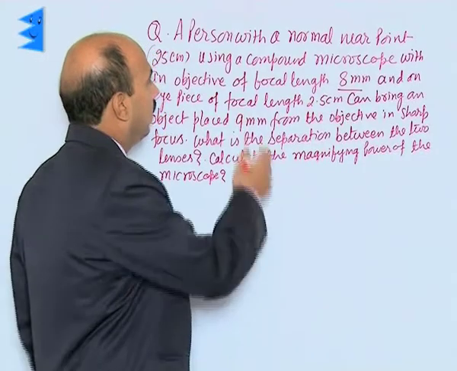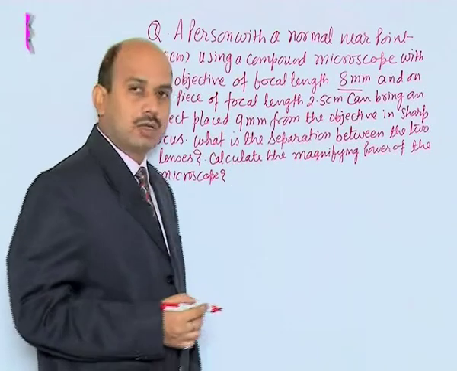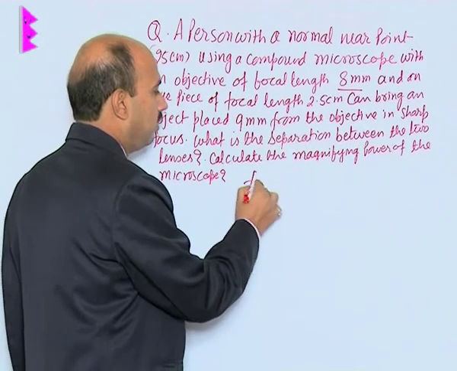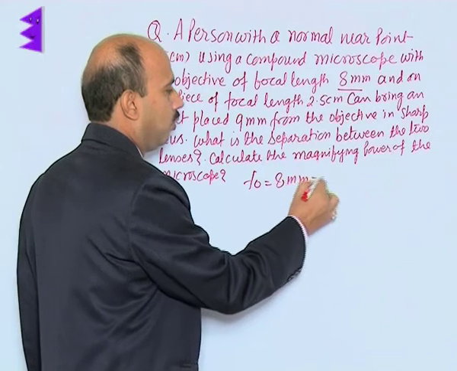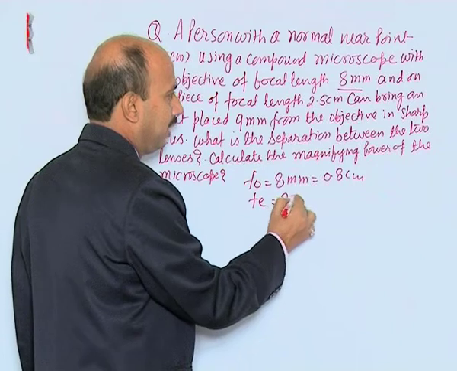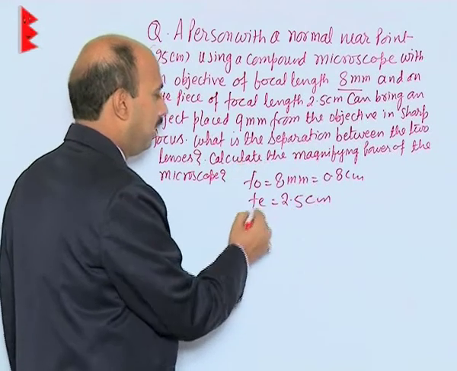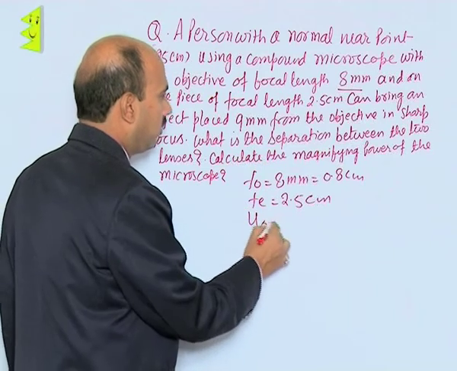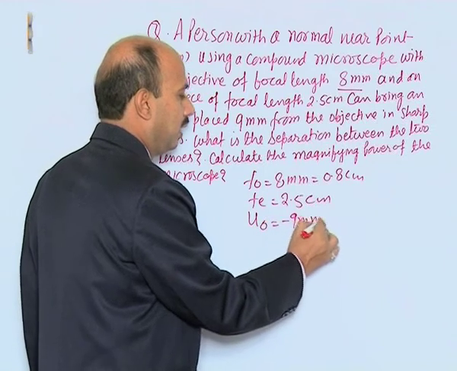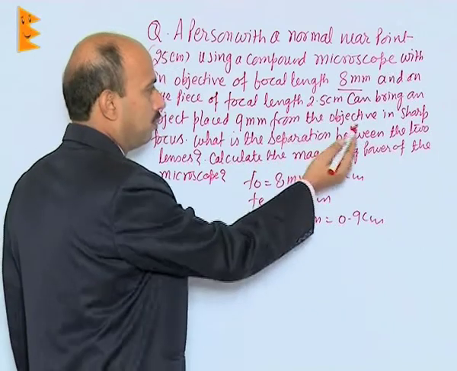So, now see here, in this question a person with normal near point 0.25 centimeter is using a compound microscope with an objective of focal length 8 millimeter. It means F_O is equal to 8 millimeter, that is 0.8 centimeter, and F_E is equal to 2.5 centimeter. Now he can bring an object placed 9 millimeter, that is here u_0 is equal to minus 9 millimeter, that is 0.9 centimeter, from the objective in sharp focus.